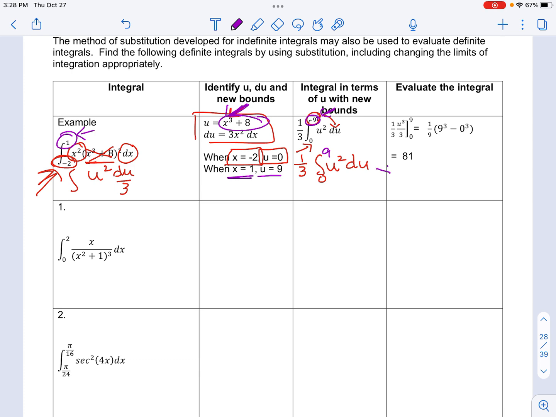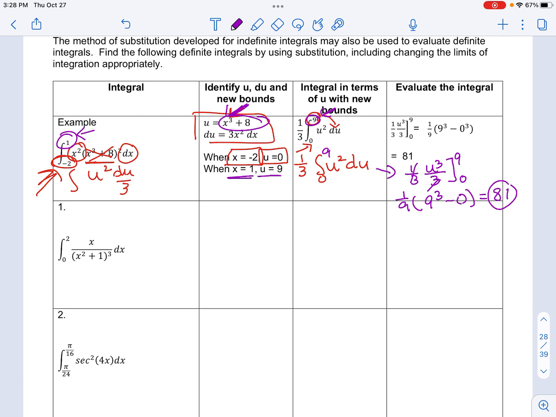So now, instead of rewriting it in terms of x's, you can go ahead and take the antiderivative using your u. So I would have 1/3 u to the 3rd over 3, and I can go ahead and use my new bounds here. I'm going to rewrite this as 1/9, and then I have 9 to the 3rd minus 0. Really, I end up with 9 squared, which is 81. So this is one way you can do the answer for the definite integral.